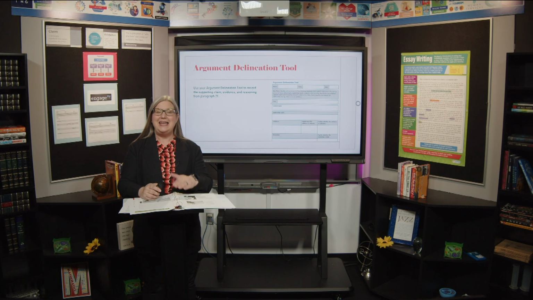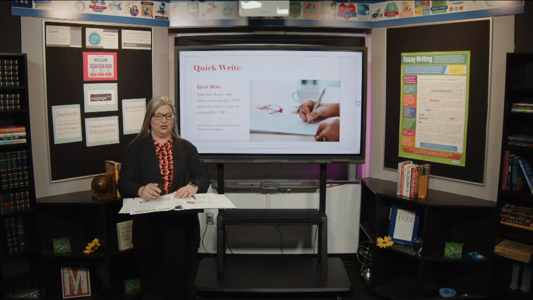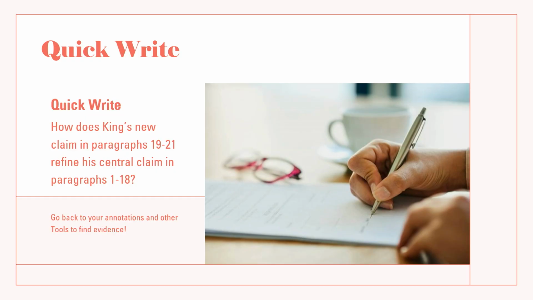Great job. Now we know it is time for our quick write. So I want you to get out a piece of paper. Again, you can use any of the tools at your disposal. Use your entire notebook, your entire binder, everything that you've done so far. And I want you to answer the question, how does King's new claim in paragraphs 19 through 21 refine his central claim in paragraphs 1 through 18?